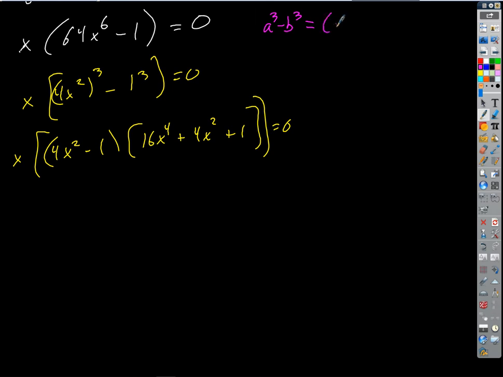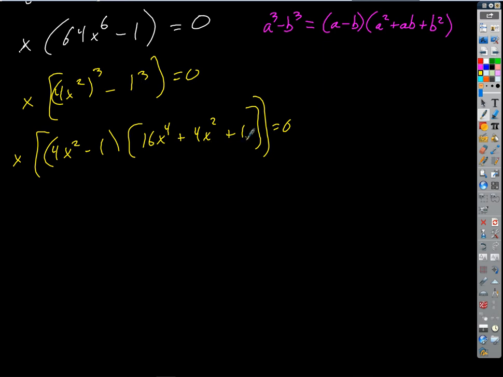A cubed minus b cubed factors to a minus b times a squared plus ab plus b squared. There you go. Okay, so then that's our a, isn't it? 4x squared, and that's our b, 1. So we get a minus b times a squared. Well, 4x squared, quantity squared, would be 16x to the 4th, plus 4x squared times 1 is 4x squared, plus 1 squared is 1, right?